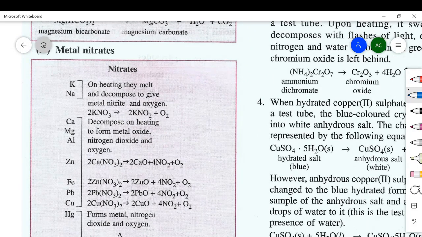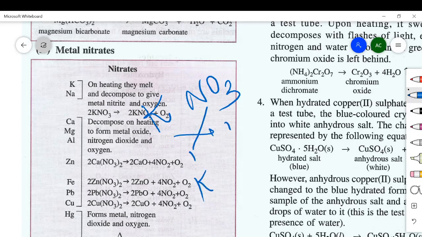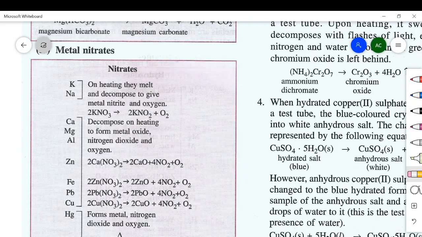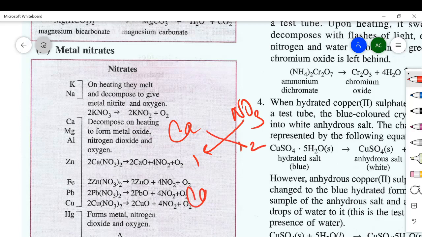Metal nitrates. What is the formula of nitrate? Nitrate valency will be what? Valency will be 1. So potassium nitrate अगर बनाना है तो 1 1, so the formula will be KNO3. But if you have to make it with calcium, then what will happen? Calcium nitrate, valency is 1, valency is 2. The formula becomes Ca(NO3) whole twice. Okay, so this is calcium nitrate.